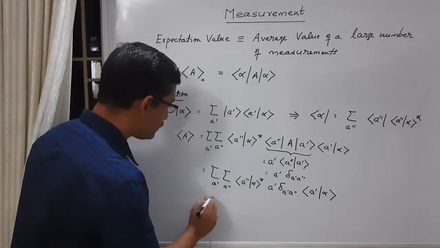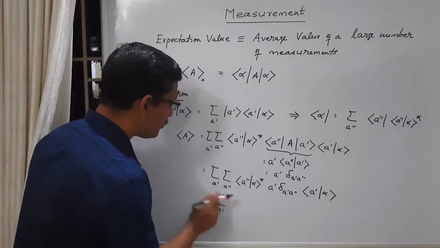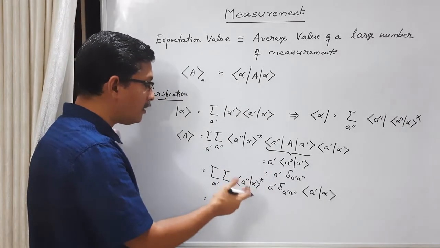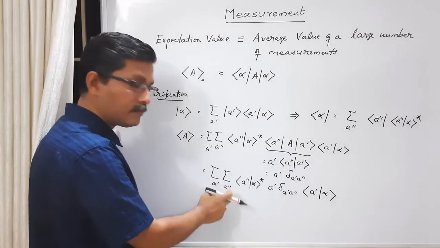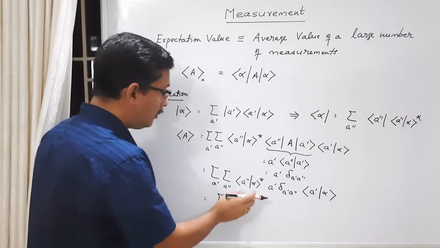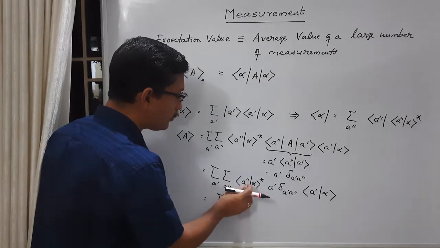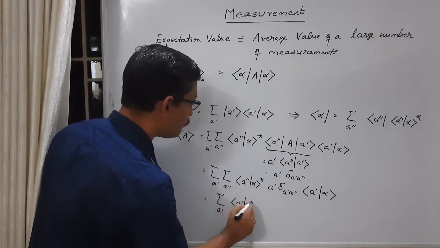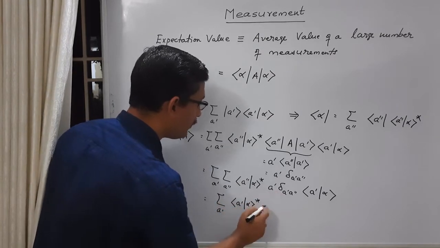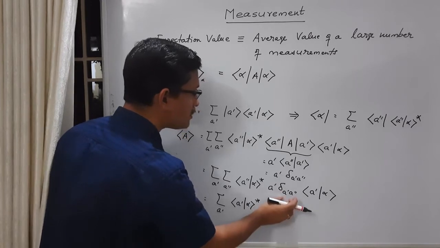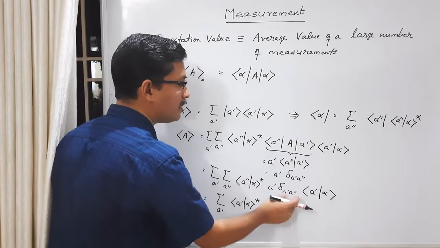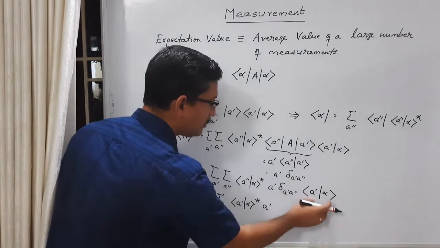So what you get is sum over A prime. This summation will be there, but the other summation is going. You can choose either this or this. I am choosing this, that's all. So in this expression, you have to put A double prime equal to A prime. So you have A prime alpha star, then you have A prime, and in this Kronecker delta, A double prime is equal to A prime, so delta A prime is 1.